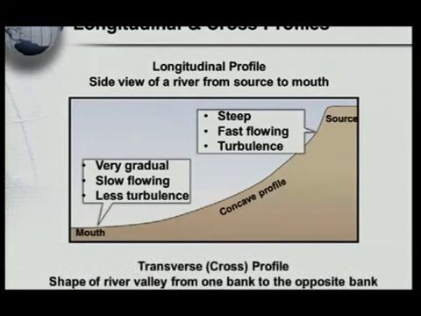Now, what is a cross or a transverse profile, people? That is the shape of the river valley from one bank to the opposite bank. So if here's a river and you are standing on the one side and your friend is standing on the other side, and you can draw a profile from where you are standing, from the one bank through the river to your friend on the other side, that would be your cross section of the river.